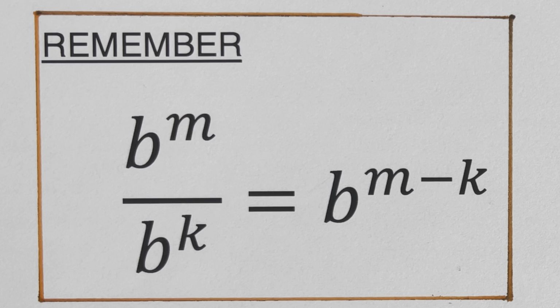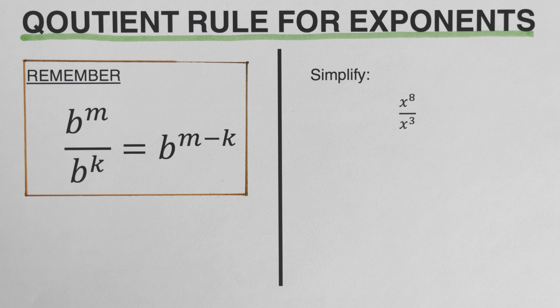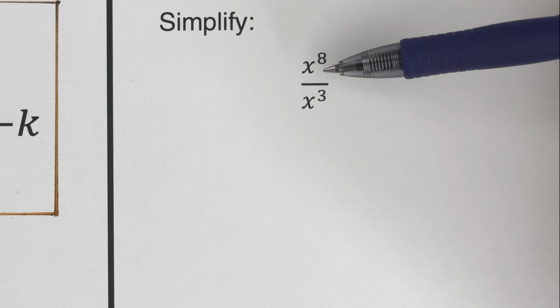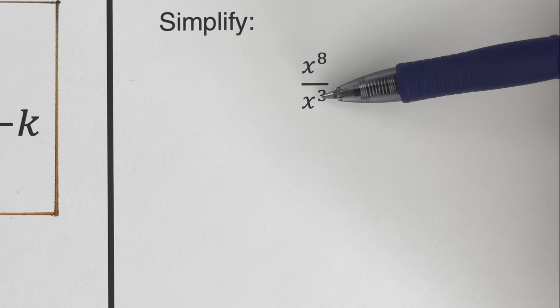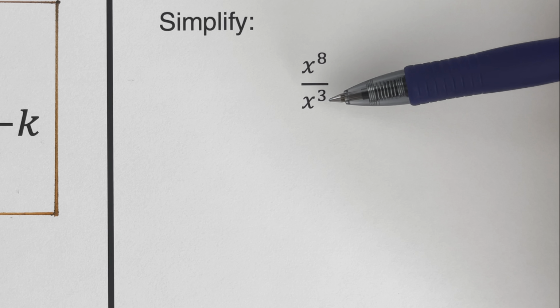Please remember that this works only if both bases are the same. Moreover, in this video, we will only consider positive exponents. Negative exponents will be taken in a different video. Now let's take this first example right here. We're supposed to simplify x to the power 8 divided by x to the power 3.